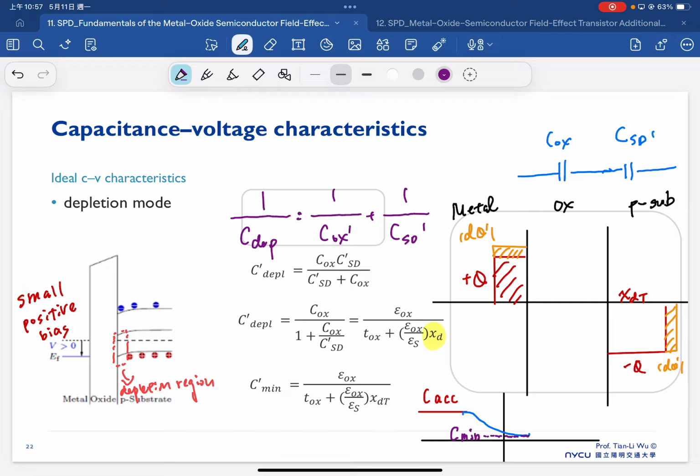So this is a capacitance at the minima, which is equal to the maxima depletion width. So this is a depletion capacitance. Okay, so we will stop here and come back later to continue for the CV characteristics.